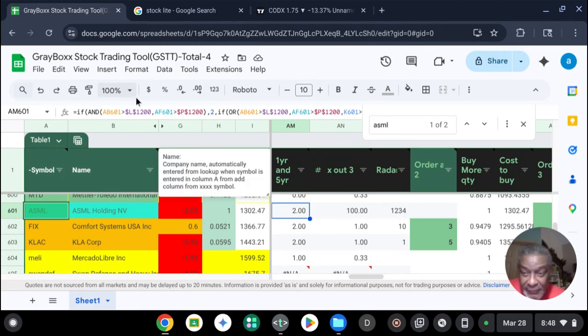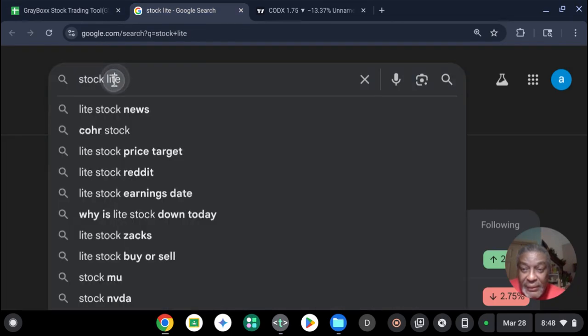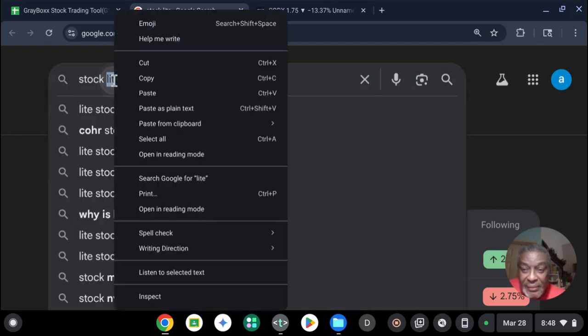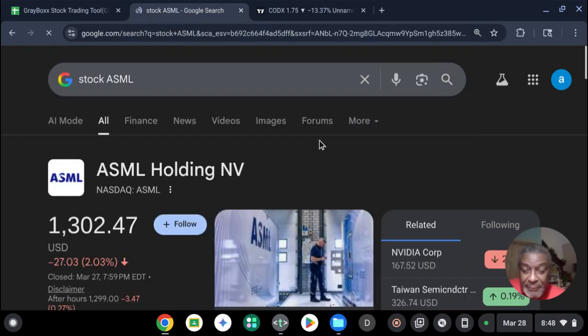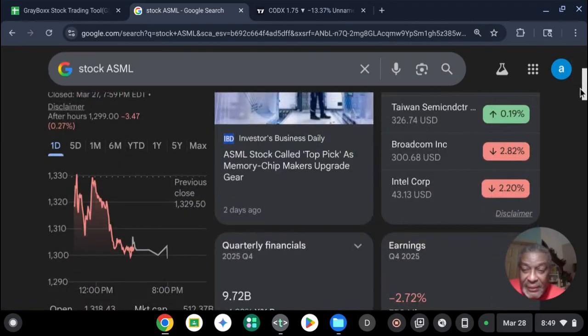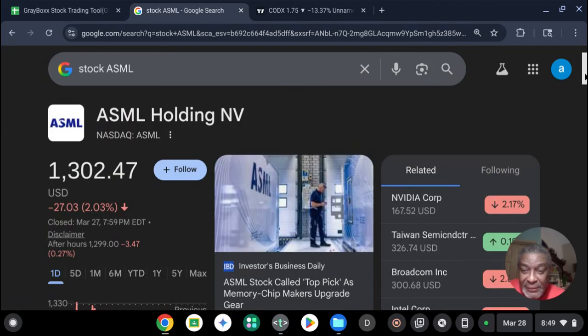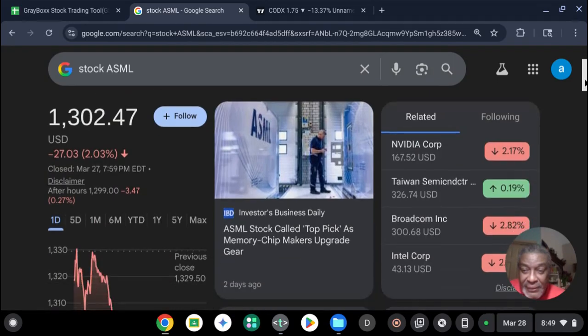So once we have that symbol, we can go to Google Finance, paste that stock symbol in, hit the search tool, and then look at the ticker for that. And that ticker is ASML, it's on the NASDAQ. The current price is 1,302.